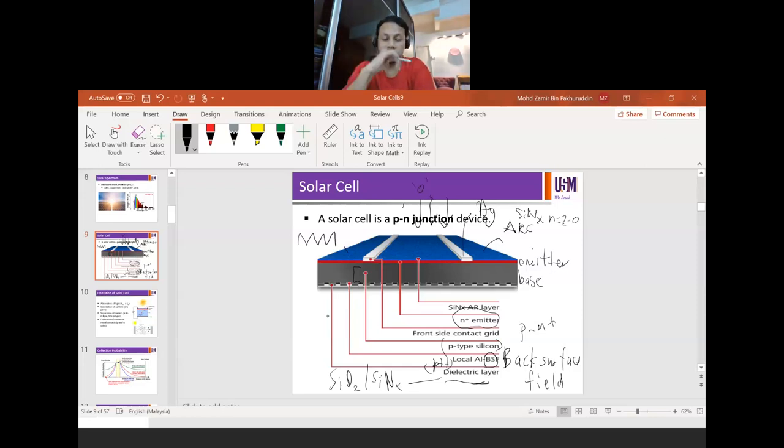It's called surface passivation. Tadi kita dah belajar kan surface passivation. We want to passivate all dangling bonds and make sure recombination is minimized. Okay, so that's the basic structure of our solar cell.